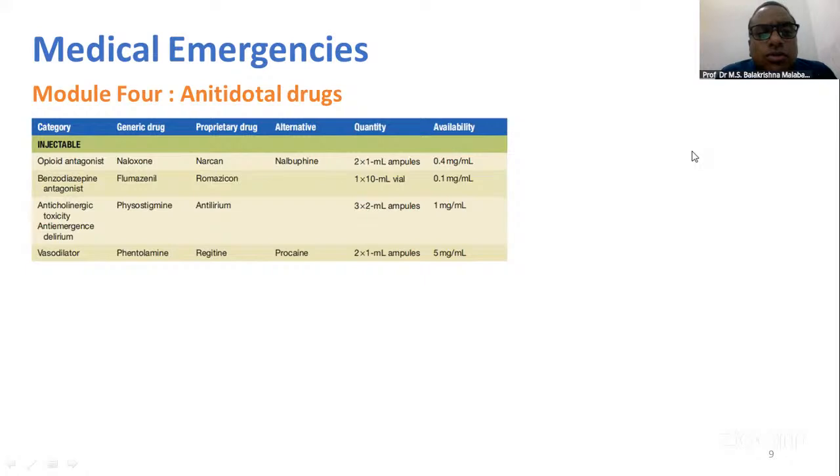Then the fourth module is antidotal drugs, where you have got all the antidotes. So opioid antagonists. You have nalbuphine over there, which is an alternative to naloxone. Then benzodiazepine, anticholinergic, anti-emergence delirium or vasodilators. So these are the various drugs in module 4. These are little high-end drugs and are given in little serious conditions. Okay, so these are the 4 types of emergency kits, what you can call them.